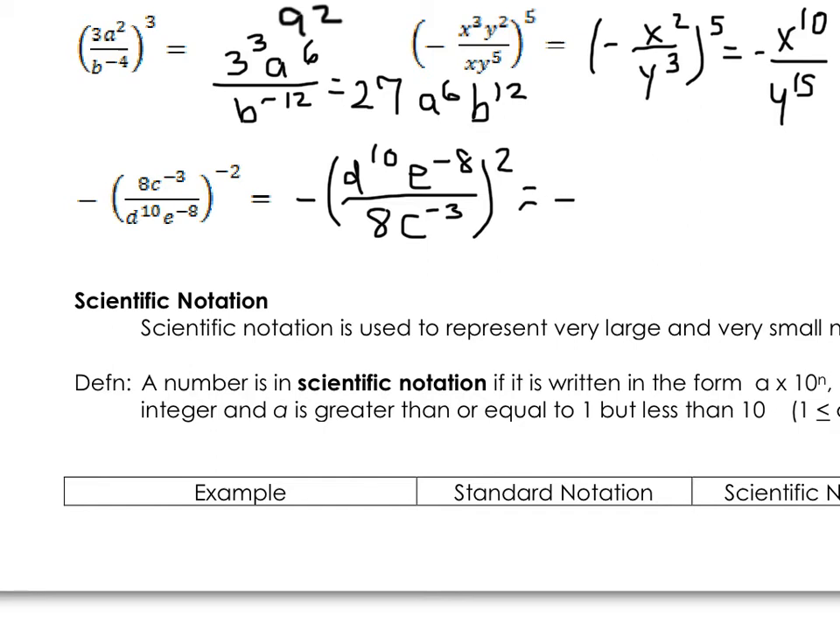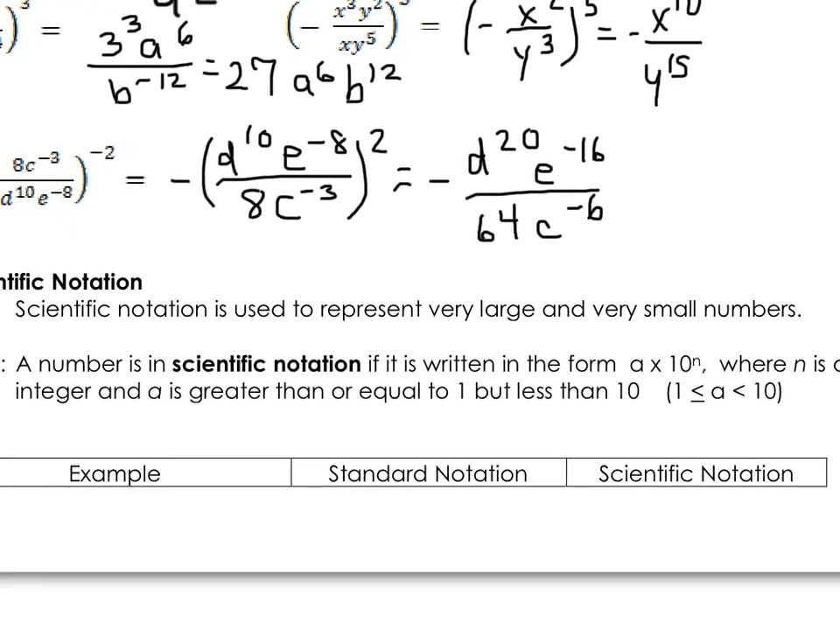Let's apply that 2 now. Our exponent is a positive 2, so it's d to the 20th, e to the negative 16 over 8 squared is 64, c to the negative 6.